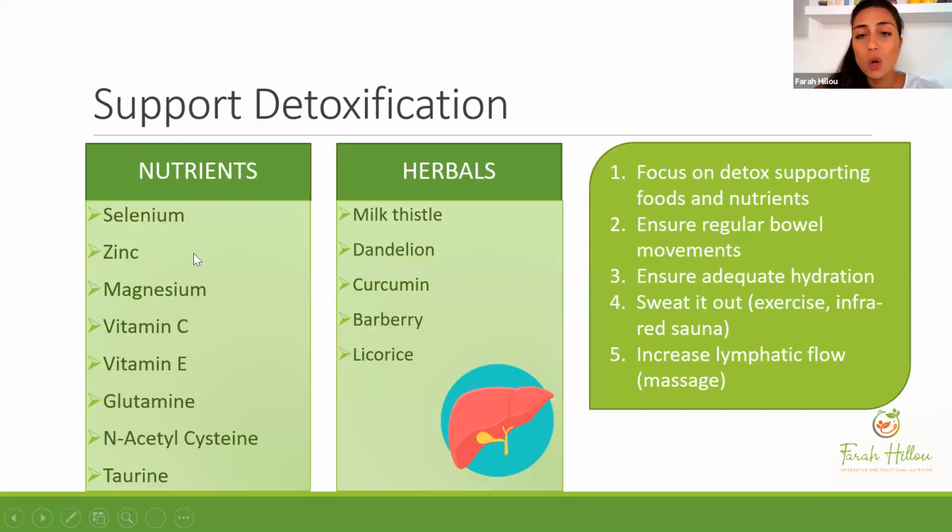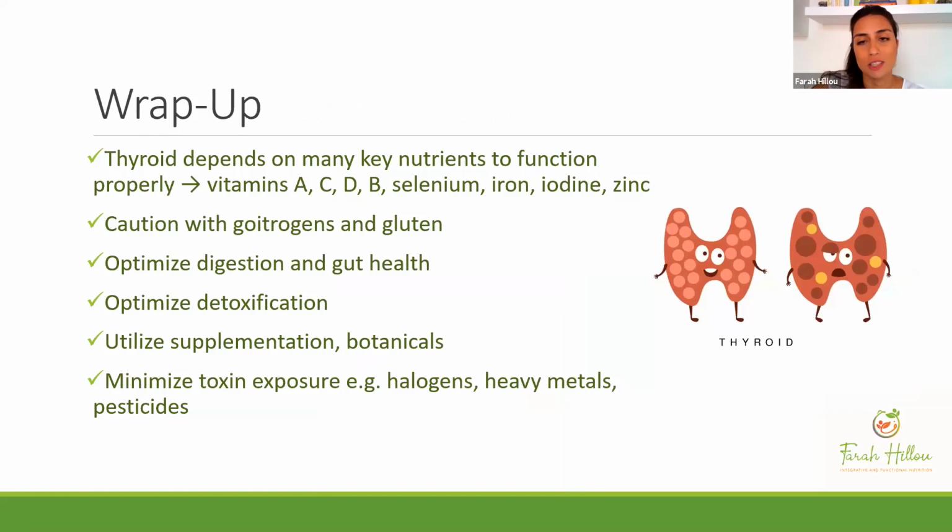Supporting detoxification is so important. Our liver is responsible for our detox, but also our kidneys and our gut. So we have to ensure that an individual is clearing out toxins effectively from the body. There are certain nutrients and herbals that can support the liver. And it's important that the individual is going very regularly to the bathroom, passing stool, because this is one way we get rid of toxins. We also get rid of toxins through sweat, through exercise, through infrared saunas, and of course increasing lymphatic flow with massage. All of these can be really effective for detoxification.